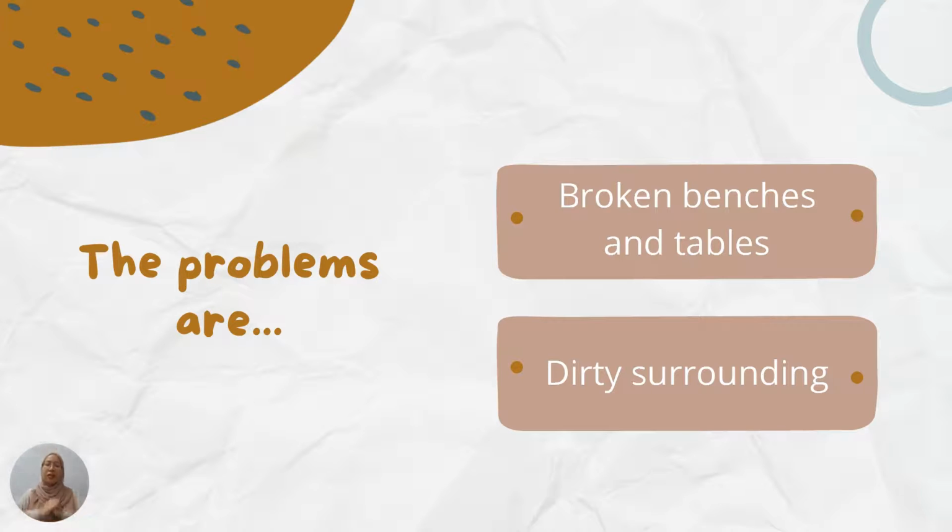Okay, so same with the next problem. Okay, dirty surrounding. What is the problem? Dirty surrounding. How it happened, why it affect the students, and then or why it happened. Okay, how it affect the school and everything.